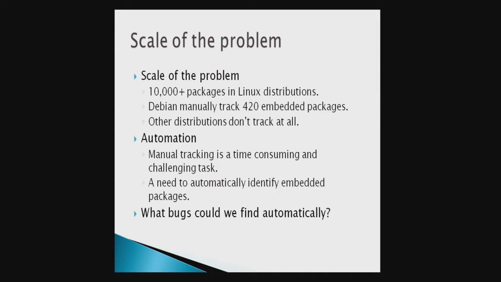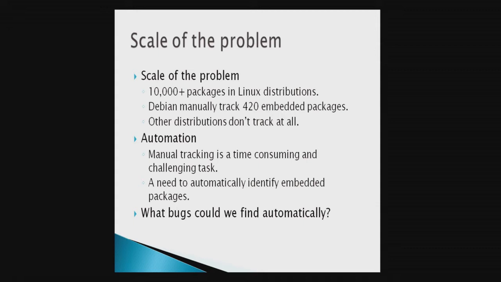It's a big problem. When we think about how to tackle this problem on a distribution, Fedora and Debian have more than 10,000 packages in each distro. So there are a lot of packages to track. Debian Linux actually maintains a manually created tracking system of embedded packages, and there are 420 libraries or packages that are embedded in other software in Debian that they track. So that's a lot.